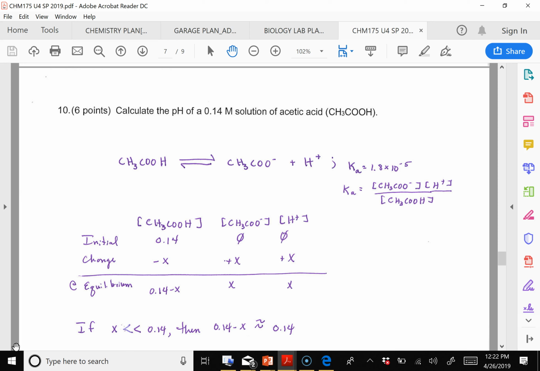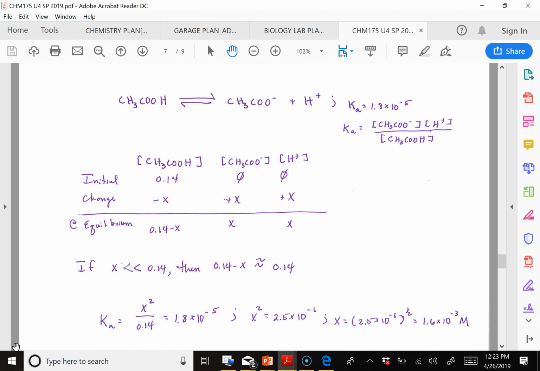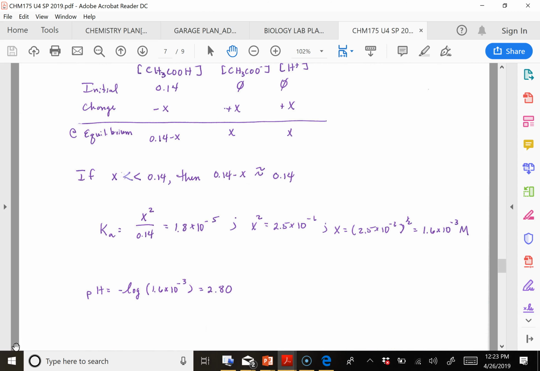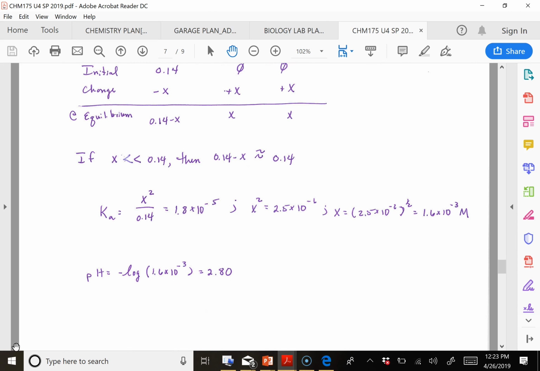Our simplifying assumption says that we're going to assume that X is going to be significantly smaller than the amount of the weak acid we started out with, which is 0.4. Then that 0.4 minus X becomes just simply 0.4. So that's nice. We solve for X, and you're looking at 1.6 times 10 to the negative third. Of course, that is your hydrogen ion concentration. So we can knock out pH by applying the negative log.